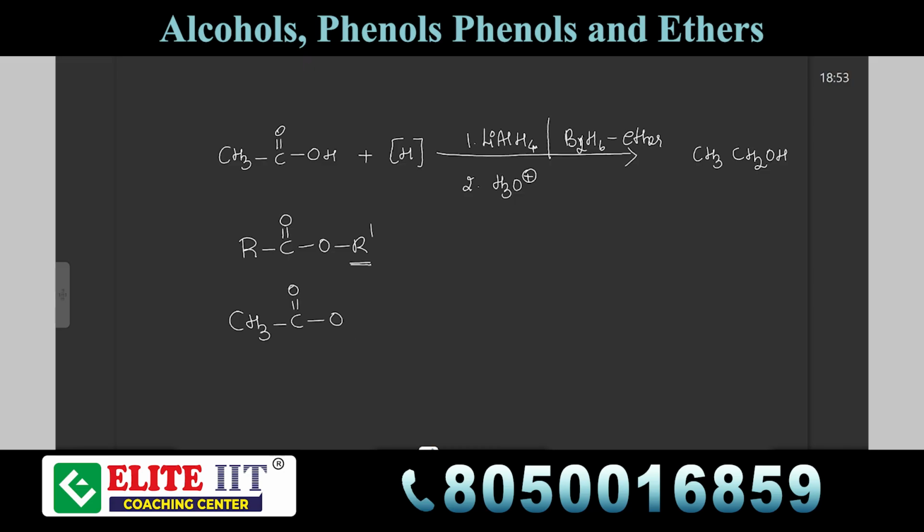If I remove hydrogen, we call it acetate, or it is also called ethanoate. CH3COO is called acetate, or ethanoate. Supposing if I fix here C2H5, what is C2H5? What is C2H6? Ethane. What is C2H5? Ethyl. Now this is ethyl, this is acetate. Together we call it ethyl acetate. That is how we name an ester. Ethyl acetate.